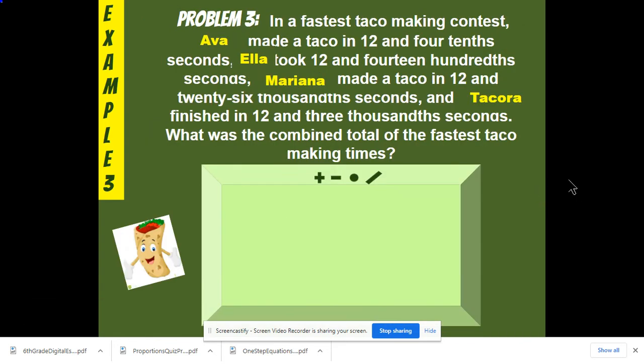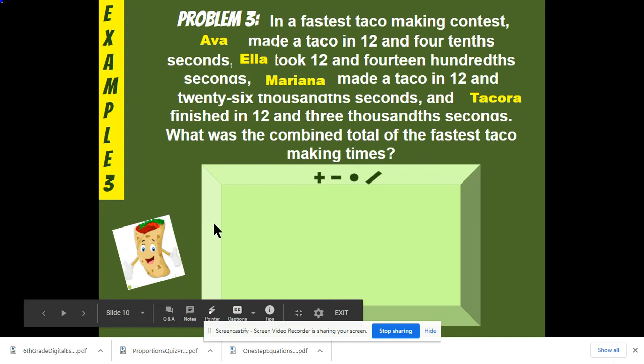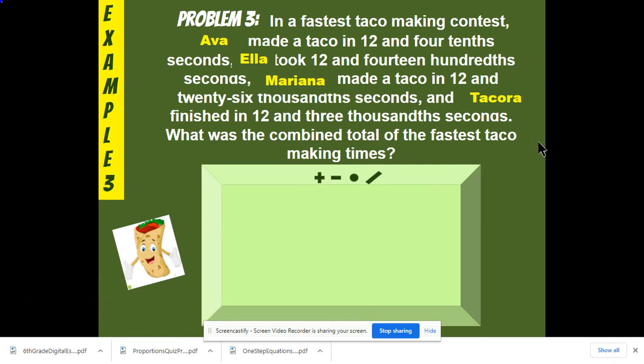All right, number 3. So now we have a fastest taco making contest. Ava makes her taco in 12 and 4/10 seconds. Ella, we've got some more place value here. Ella took 12 and 14/100 seconds. Mariana made a taco in 12 and 26 thousandths seconds, and Takora finished in 12 and 3 thousandths seconds. What was the combined total of the fastest taco making times?